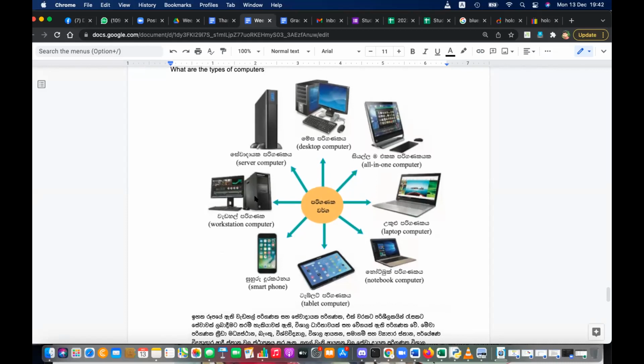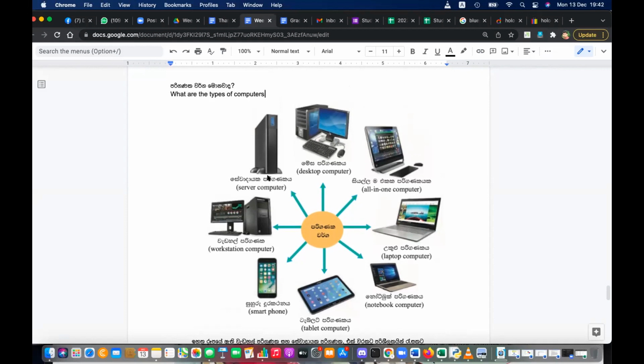And so what about these workstations and server computers? What are they? Workstations and server computers.